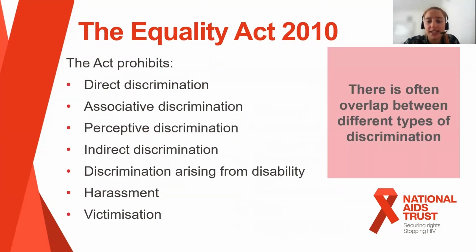And the Act prohibits a range of discriminatory behaviours, and there's often overlap between different types of discrimination. So one incident, one situation can involve multiple types of discrimination listed on this page. And I'll go through each of the definitions now, and where possible, I've tried to include examples of how these types of discrimination can manifest in employment settings so that our understanding of them is grounded in an employment environment.